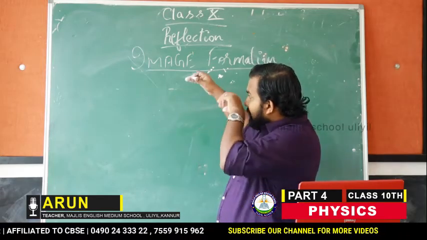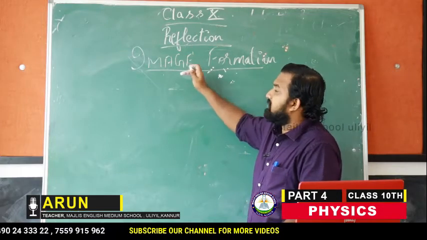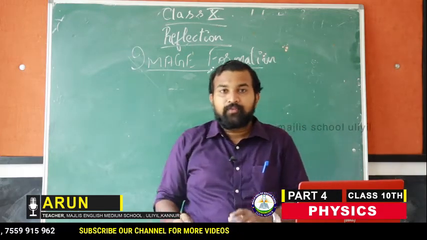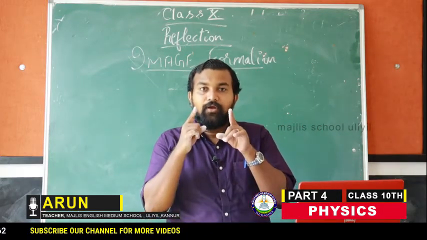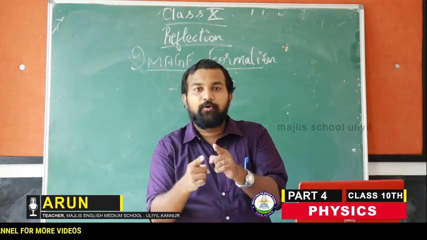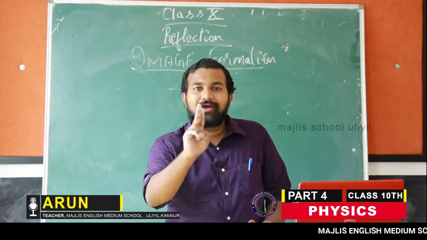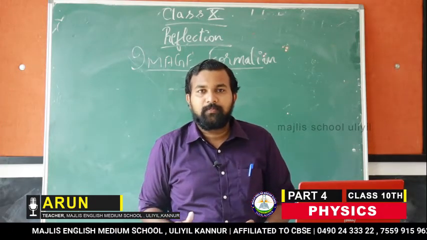Now in case of mirrors, due to reflection, image is formed. I have told you in the last class, when two reflected rays intersect, at that point image is formed. At least two reflected rays are required for image formation.